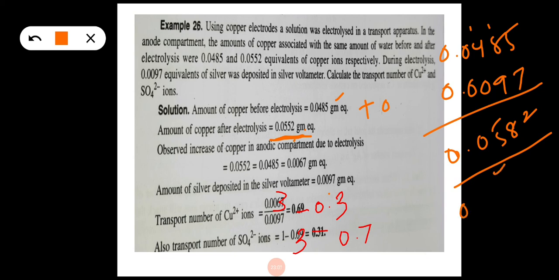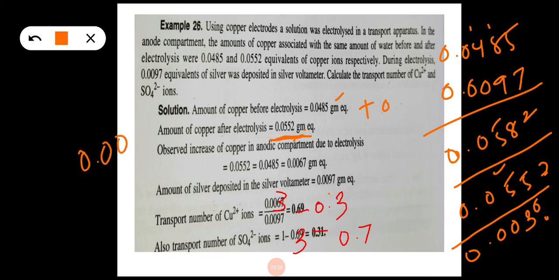The difference is because, along with the migration of anions and bringing the copper into the solution, some of the copper ions have migrated to the cathodic compartment, so there is a decrease. Now how much is the decrease? The decrease in the concentration, or the difference of expected minus experimental, is 0.003.